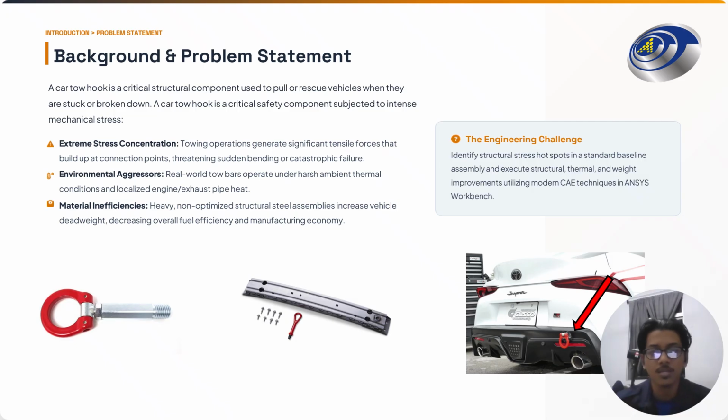The next is environmental aggression. Real-world tow bars operate under harsh ambient thermal conditions and localized engine and exhaust pipe heat. And the third is material inefficiency. Heavy, non-optimized structural steel assemblies increase vehicle dead weight, decreasing overall fuel efficiency and manufacturing economy.